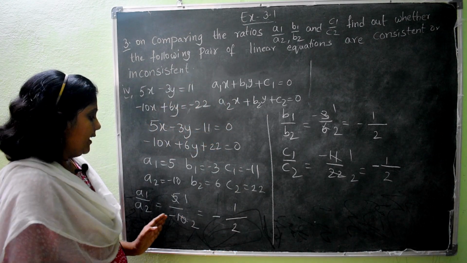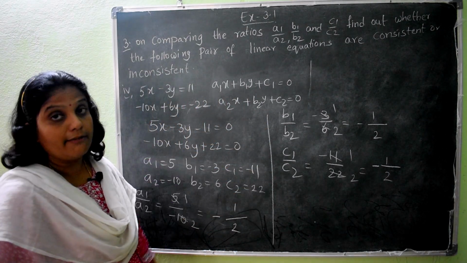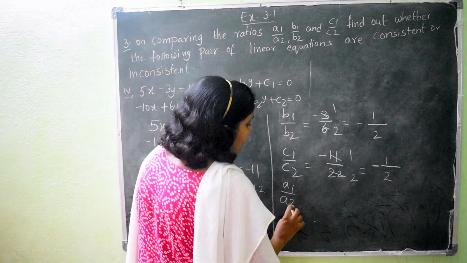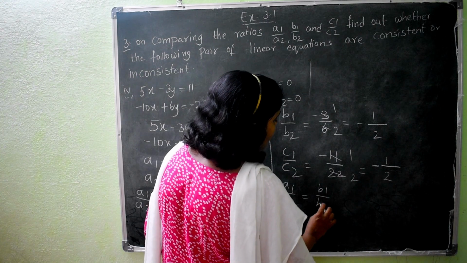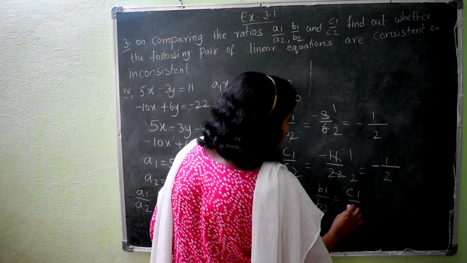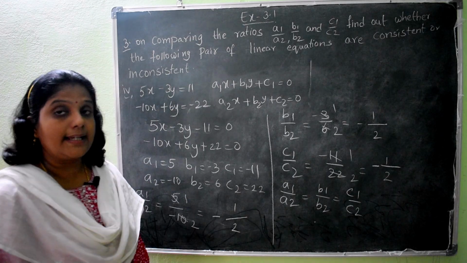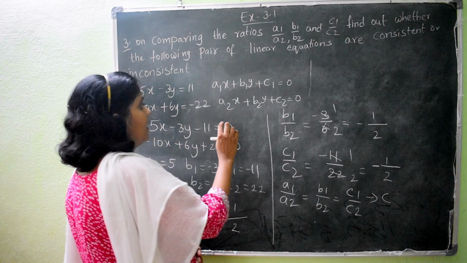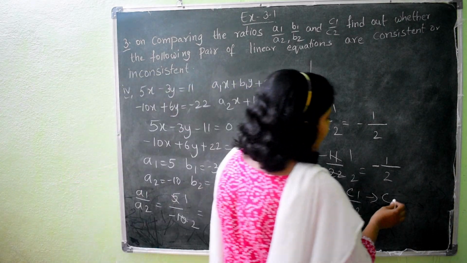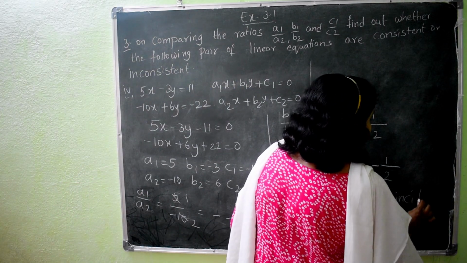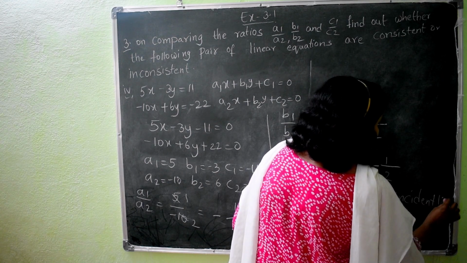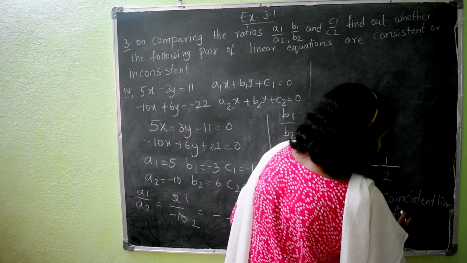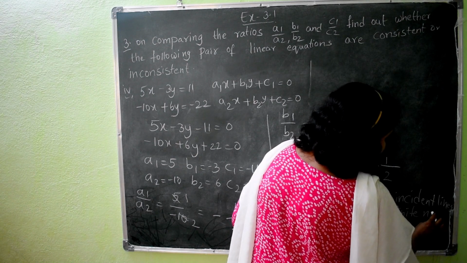Look at here. A1 by A2, B1 by B2, C1 by C2, all the ratios are equal. So, we can write that A1 by A2 equal to B1 by B2 equal to C1 by C2. If the ratios are equal, then we can say that the lines are coincident lines. Here, these two lines are nothing but coincident lines. Coincident lines definitely have an infinite number of solutions.